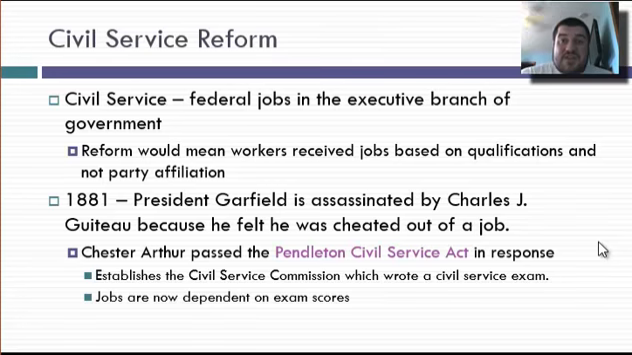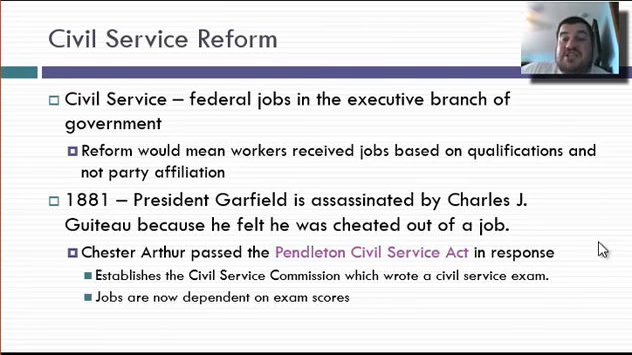A lot of the spoils system was used to award jobs in civil service, and civil service are the federal jobs. So we're talking about the national government here, in the executive branch of the government. And so if we reform this system, it would mean workers would receive these jobs based on qualifications and not on party affiliations.